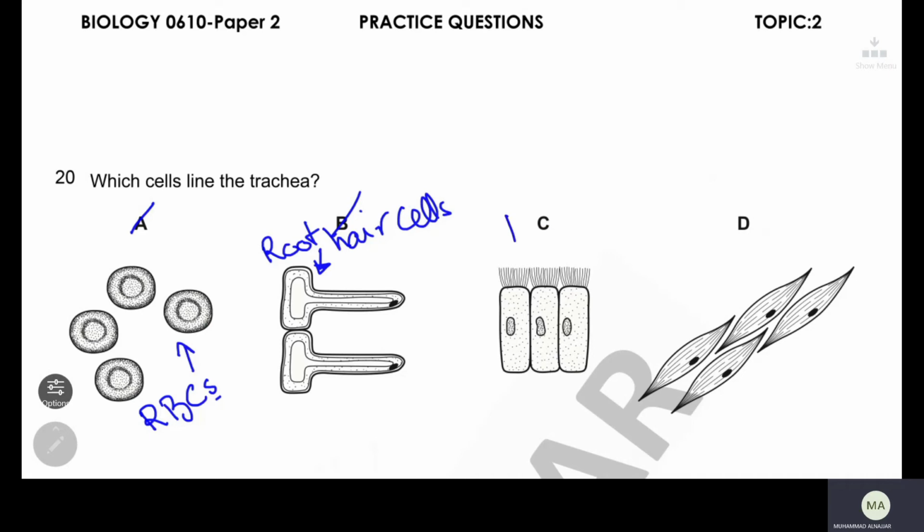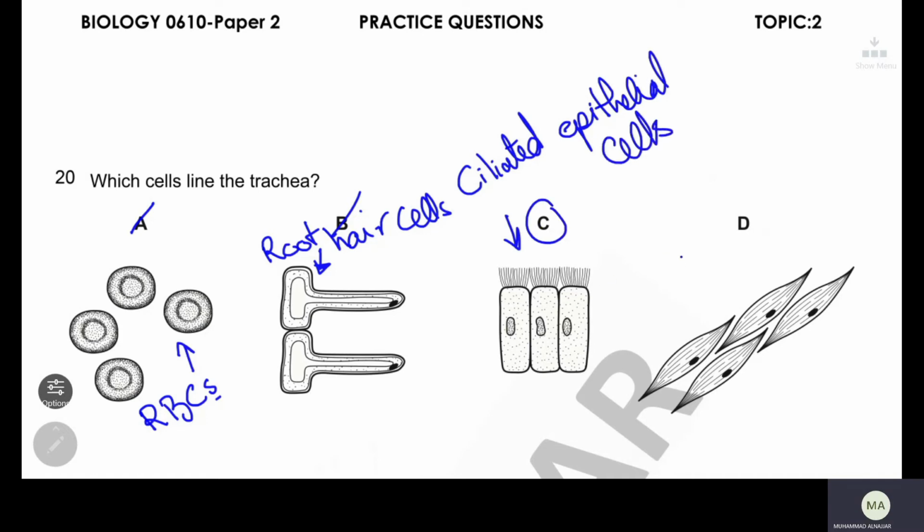C is ciliated epithelial cells. So it is the lining, but let's continue in order to confirm our answer. D will be excluded. Why? Because there is a muscle fiber, so it is a muscle cell. So the correct answer is C, and we explain why.